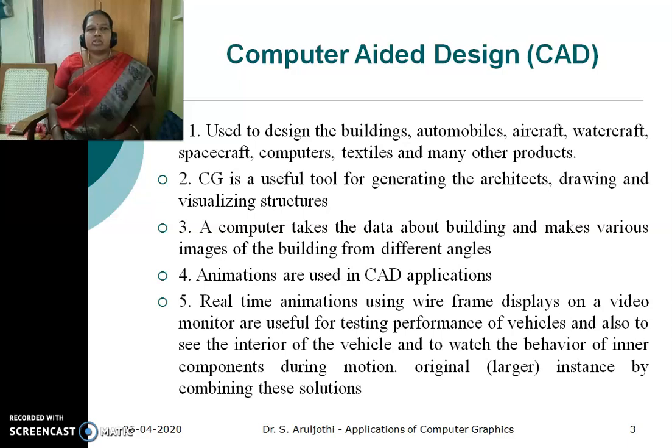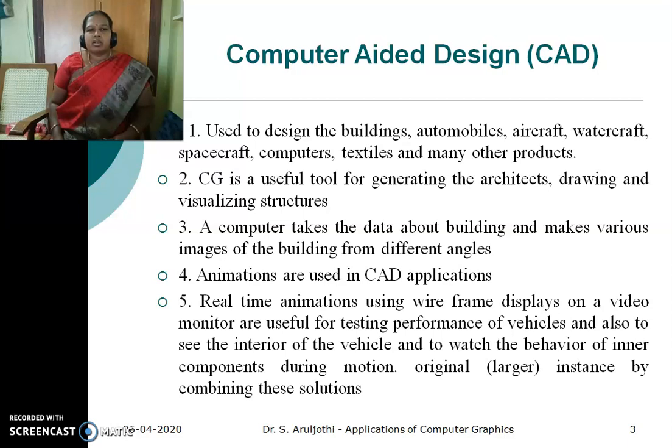It is used in buildings, automobiles, aircraft, watercraft, spacecraft, etc. Computer graphics is a tool for generating the architect's drawing and visualizing structures. It is used to take the data about building and makes various images of the building from different angles. Animations are also used in CAD applications. Real-time animations using wireframe displays on a video monitor are useful for testing performance of vehicles and also to see the interior of the vehicle and to watch the behavior of the inner components during motion.